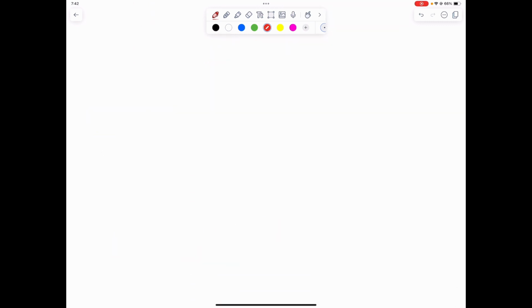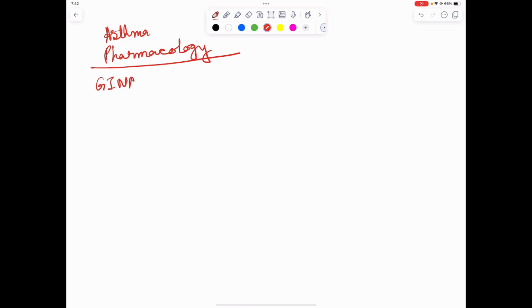Now we move towards asthma pharmacology. What we will see here in asthma pharmacology, according to the GINA 2021 guideline, is decreased inflammation, controller and reliever. By the GINA 2021 classification, we have divided the asthma pharmacology into controller and reliever.